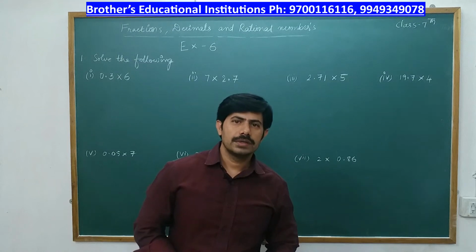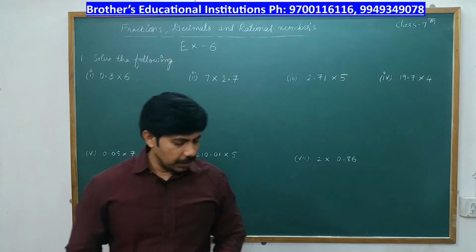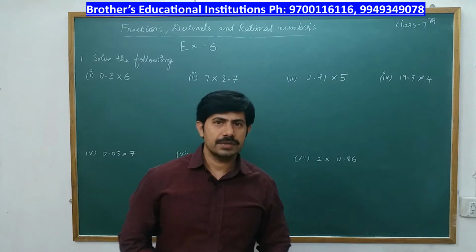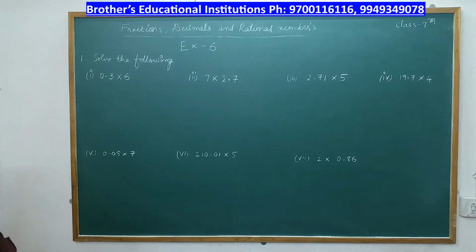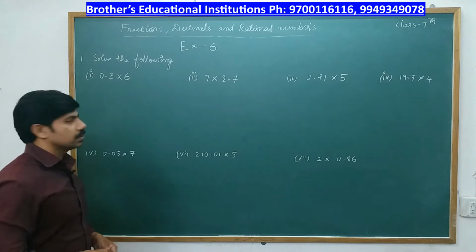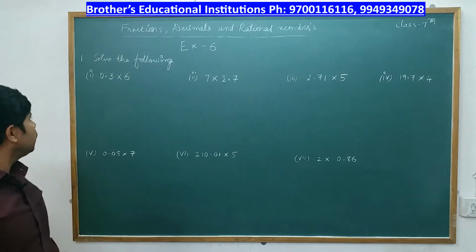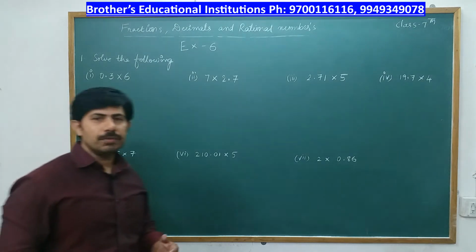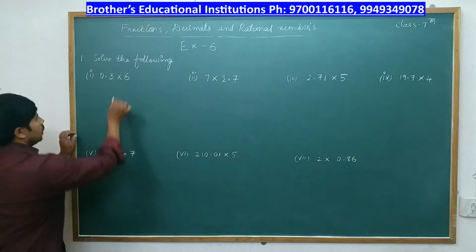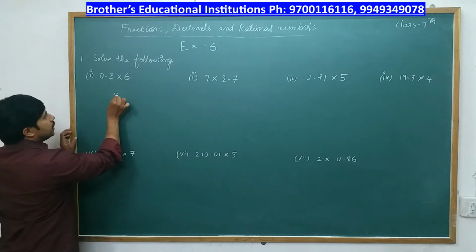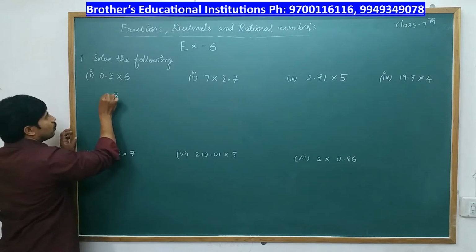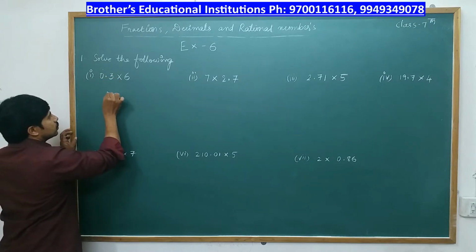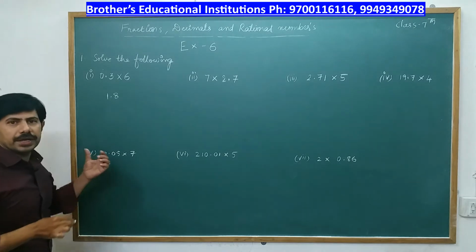Welcome back. So now we do exercise 6 in this decimals, fraction, decimals and rational numbers. So the first problem is 0.3 into 6. That means we need to multiply this. See, 6 threes are 18, 1 carry. 6 zeros are 0, 0 plus 1 is 1. So put the decimal. So we get 1.8.